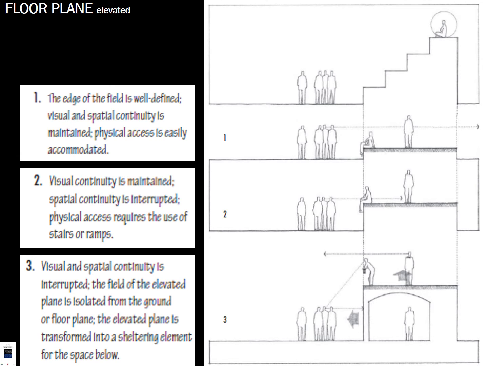And so now, elevating the plane and the effects that you can get there. So first, you're up high. This person's sitting up high. The edge of the field is well defined. Visual spatial continuity maintained. Physical access is easily accommodated. You can walk up there. So you want to think about that.